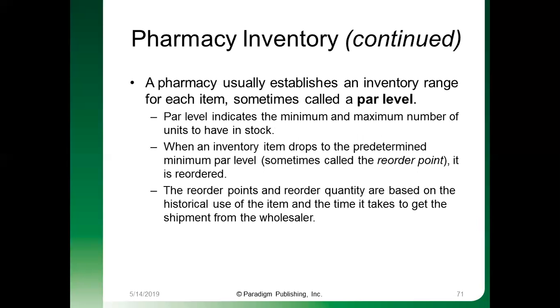A pharmacy usually establishes an inventory range for each item, sometimes called a par level. So par level indicates the minimum and the maximum number of units to have in stock. When an inventory item drops to the predetermined minimum par level, sometimes called the reorder point, it is reordered. The reorder point and reorder quantity are based on the history of use of the item and the time it takes to get that shipment from the wholesaler.